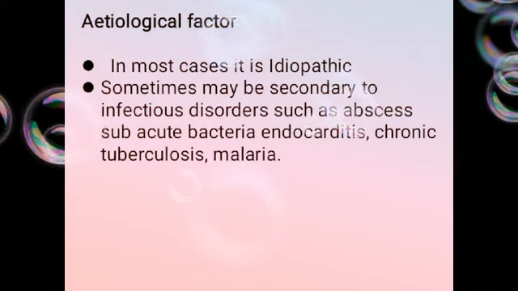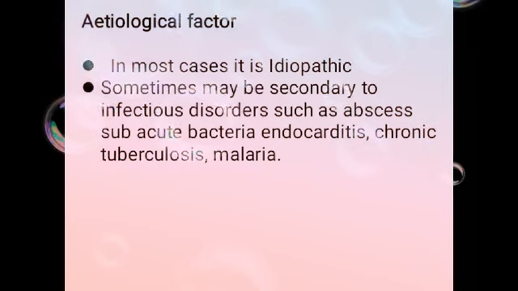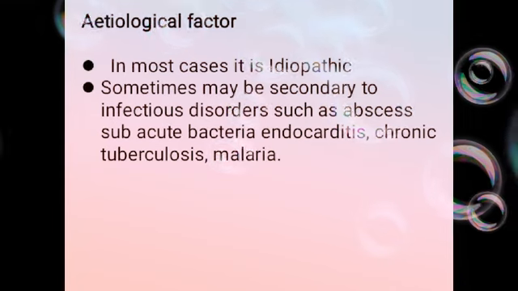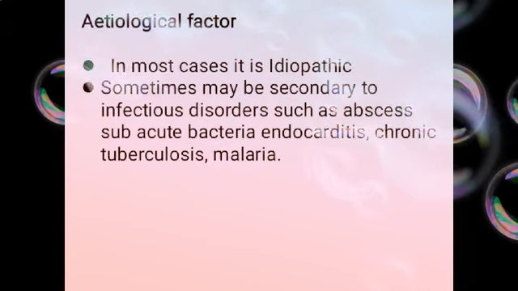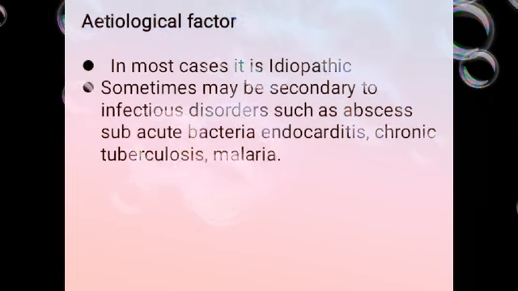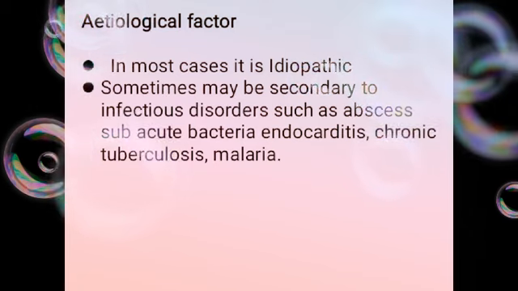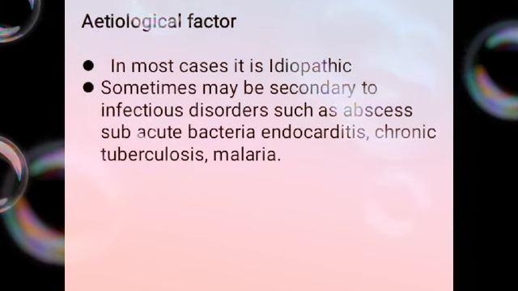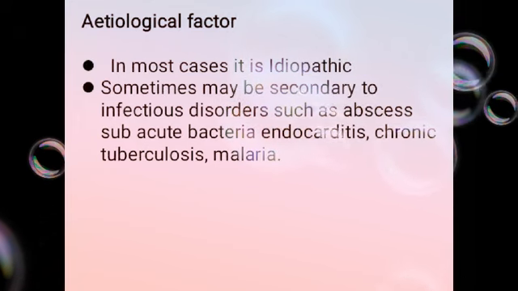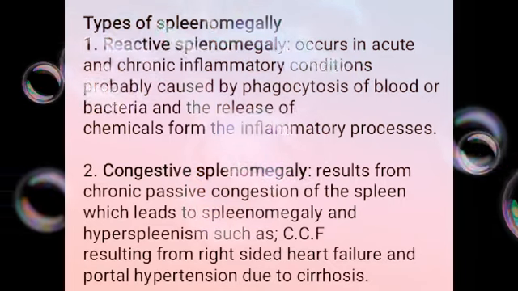What could be the possible etiological factors to this? We are saying that most of the cases of splenomegaly are idiopathic, meaning that the cause is not primarily known. But sometimes it may come as a result of an infection that can be present, like the abscess that we have already talked about, endocarditis, chronic tuberculosis, malaria. All these are some of the disorders, systemic conditions, that can cause splenomegaly due to the workload that is going to be imparted onto it.